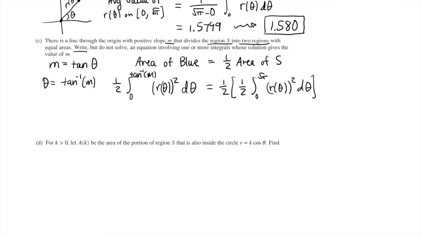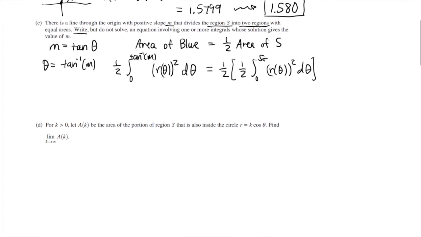Okay, that's it. That's all you do. You just have to set it up. So really the hard part here was determining what this angle was, which we had to find by thinking about what m is in terms of polar coordinates, and then solving for that angle where that line happens, so we know where to stop taking our area.